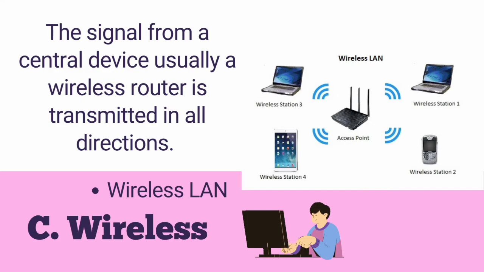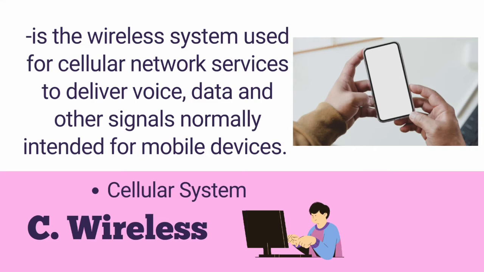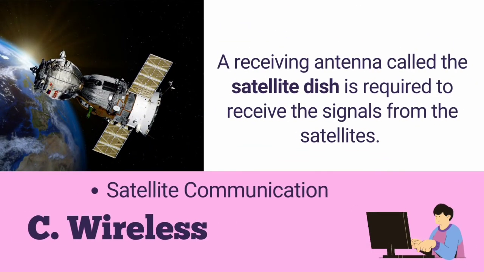Next, we have the cellular system. It is the wireless system used for cellular network services to deliver voice, data, and other signals normally intended for mobile devices. And lastly, satellite communication uses satellites stationed in space, orbiting above the Earth, to transmit and relay voice, data, and TV signals. A receiving antenna called the satellite dish is required to receive the signals from the satellite.